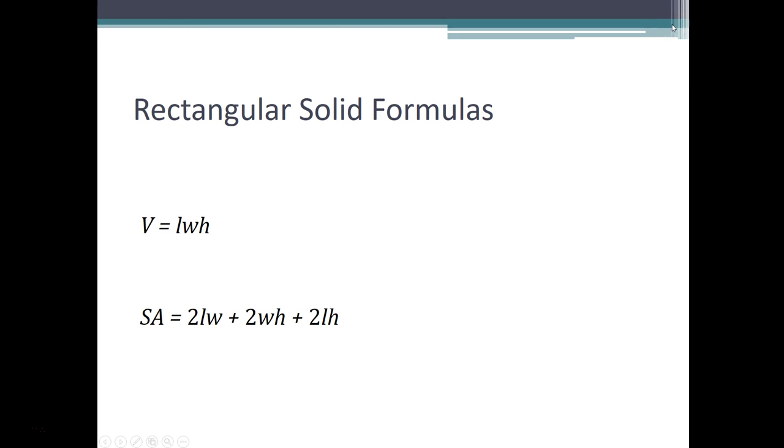Alright, and there's the formulas again. For a rectangular solid, you got your volume and your surface area. You're going to have problems where you have to find volume and surface area given those dimensions. So remember, volume's in cubic units, surface area is in square units.